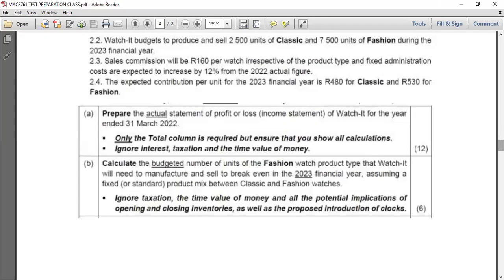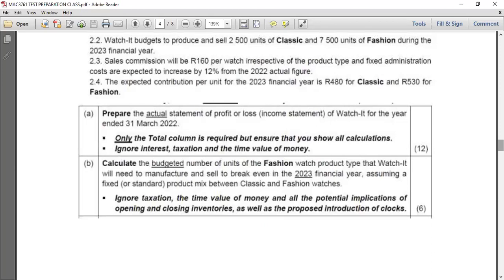Right, prepare the actual statement of profit or loss of Watch It for the year ended 31 March 2022. Only the total column is required, but ensure that you show all calculations. Ignore interest, taxation, and the time value of money. Right, they only want the total, but for the sake of the class, we'll just do the separate products in case you are also asked to do the separate products. But when they say the total, don't waste your time doing the separate products.